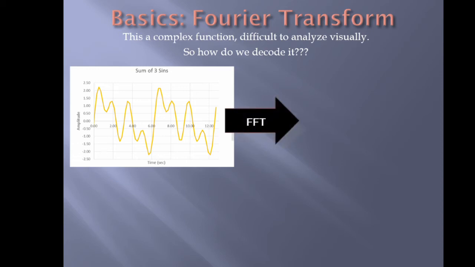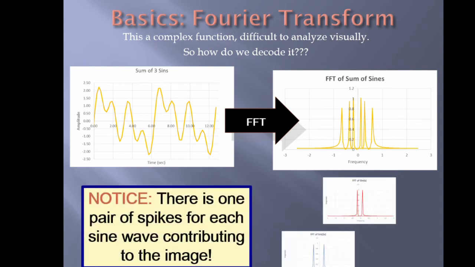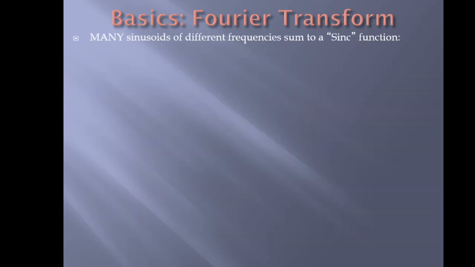This is a real plot generated in Excel with experimental data from adding those three sine curves together. Fourier transforming that real data set gives us this. Look at that. There's one pair of spikes for each contributing sine wave, just like we saw on the last slide. So this is amazing technology, and it works. And it's very simple. Anyway, that's three simple sine waves.